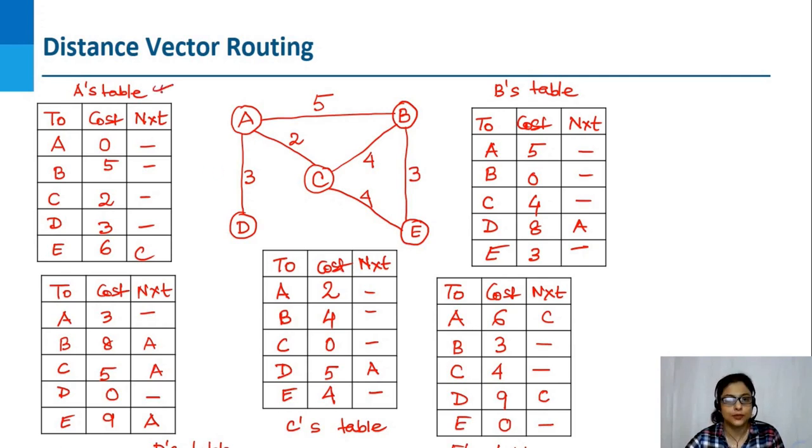Let's look at A's table. Now, A's table is all the same for the points from A to D with the exception of E, because now E has updated its table and A knows that in order to go from A to E, the shortest path or the least cost will be to go to C and then to E. So the next hop will be C and the cost will be 4 plus 2 is 6. Similarly, all other tables are updated, like D's table, C's table, E's table, as well as B's table will be updated.